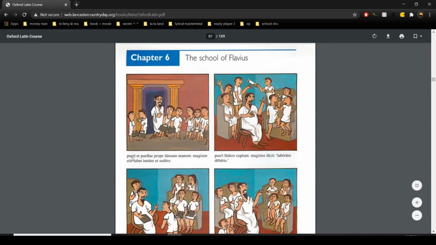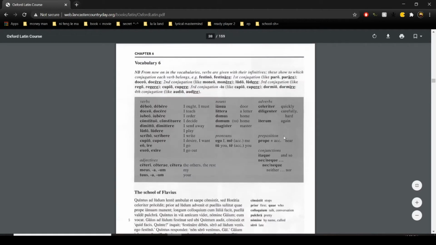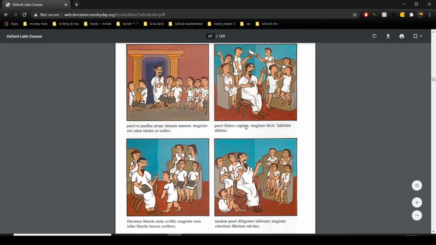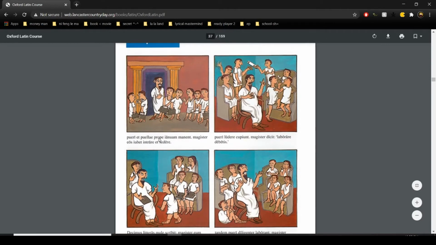So, here we have pueri et puellae prope januam manent. So, the boys and girls are waiting near the door. This prope takes accusative down here. So, you should know that it's a preposition. So, pueri ludere cupiunt. Here we see the infinitive form of the verb.